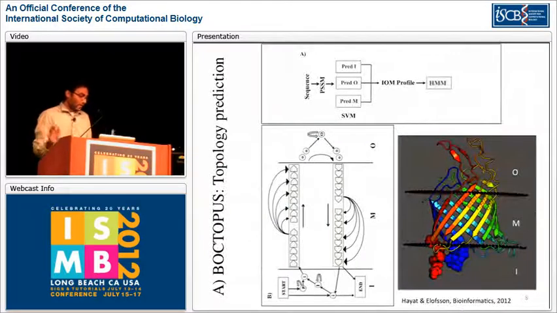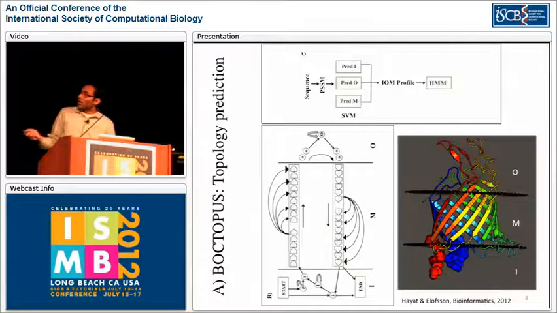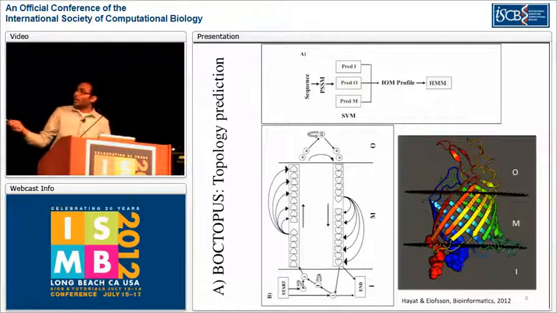So with that in mind, I'll just directly go to the results. So what we want to do is, first of all, from the sequence, we want to extract a topology. How we do it is that we take the sequence. It's a two-stage process. We have support vector machines in the first stage, and in the second stage, we have the hidden Markov models.